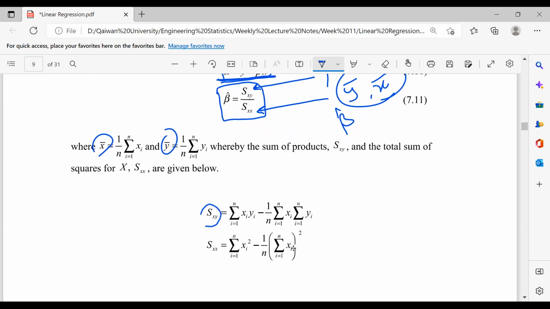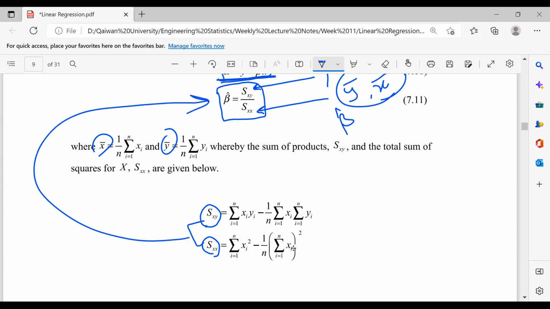Here we have S sub XY and S sub XX. We use these two in finding beta hat. We say beta hat is S sub XY divided by S sub XX. S sub XY is the sum of xi yi minus 1 over n of the sum of x times the sum of y.